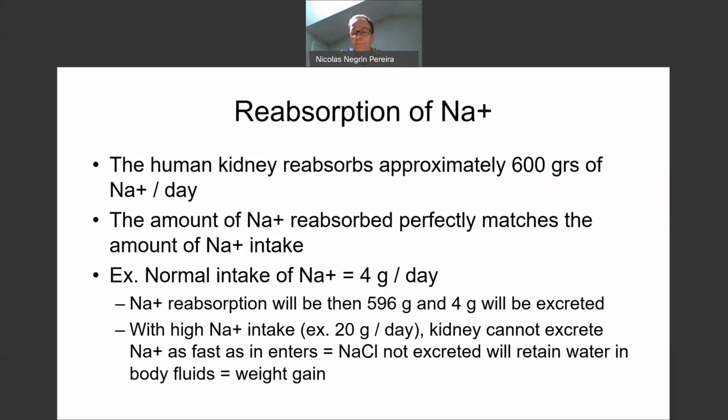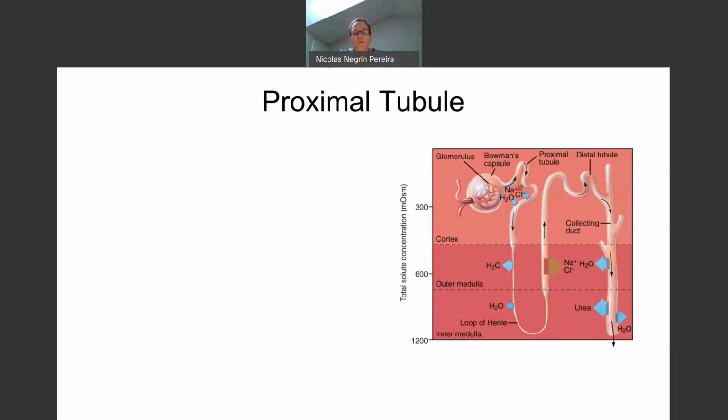So it's surpassing the capacity of the kidney to reabsorb all the sodium that is getting into the system, and of course that will draw water in, and that will cause the weight gain. And that's the situation here in the US, where the ingestion of sodium per day is much higher than 4 grams per day, which we saw was considered normal. Now, let's get into the kidney and see how the process happens.